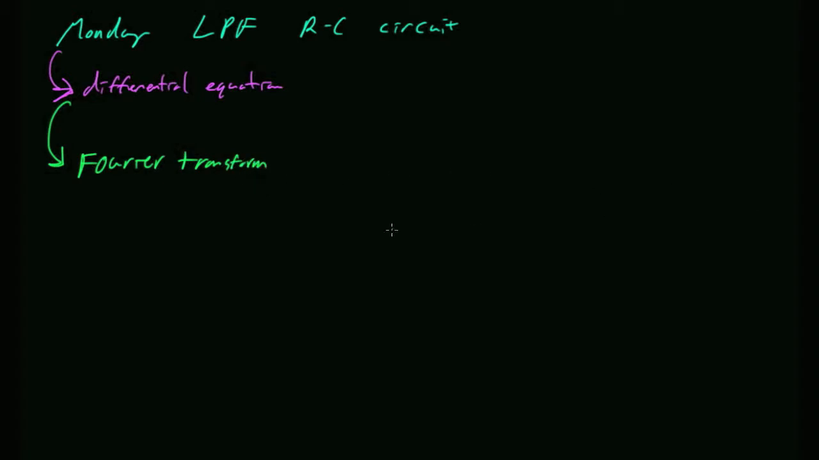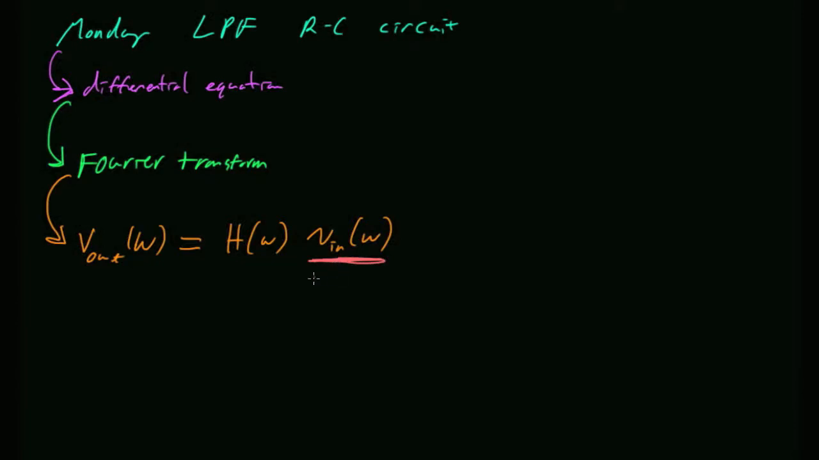And once we got the Fourier transform, we were able to write it in the following format. We were able to say that V out as a function of omega, so V out in the frequency space, equals H of omega times V in of omega. So in other words, take your input signal, take its Fourier transform, and multiply it against something that we're going to call the transfer function for our circuit. And that will tell you the Fourier transform of the output.